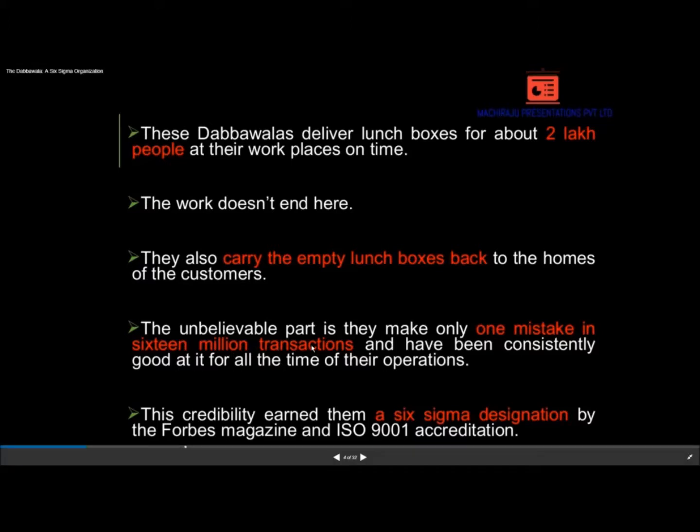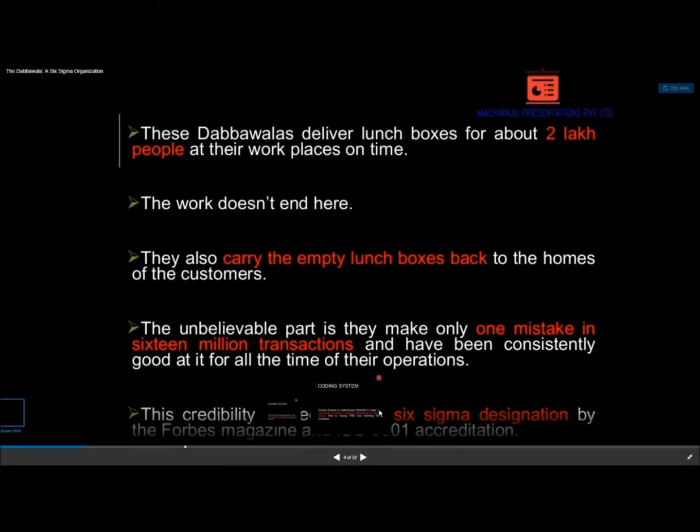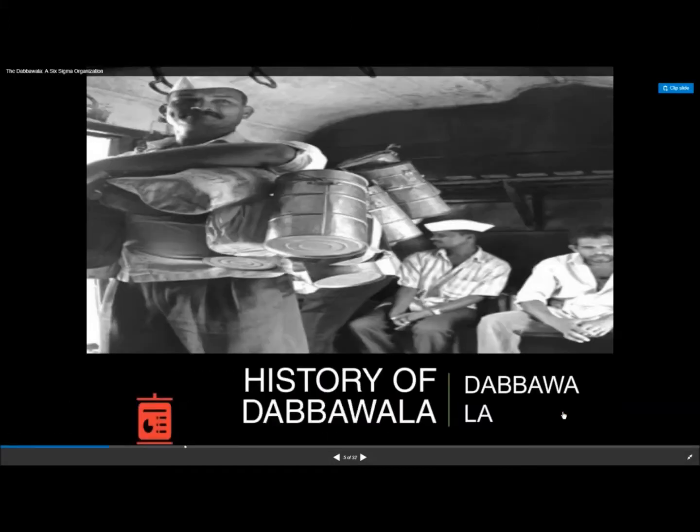One mistake in 16 million transactions. They have been consistently good at it for all the time of their operations. This is how they work. This credibility earned them a Six Sigma designation. Now, this ISO 9001 accreditation is also a kind of accreditation to the quality of a product, whether it's a conceptual product or a manufactured product, etc. And the ISO 9001, there's some variations on this.